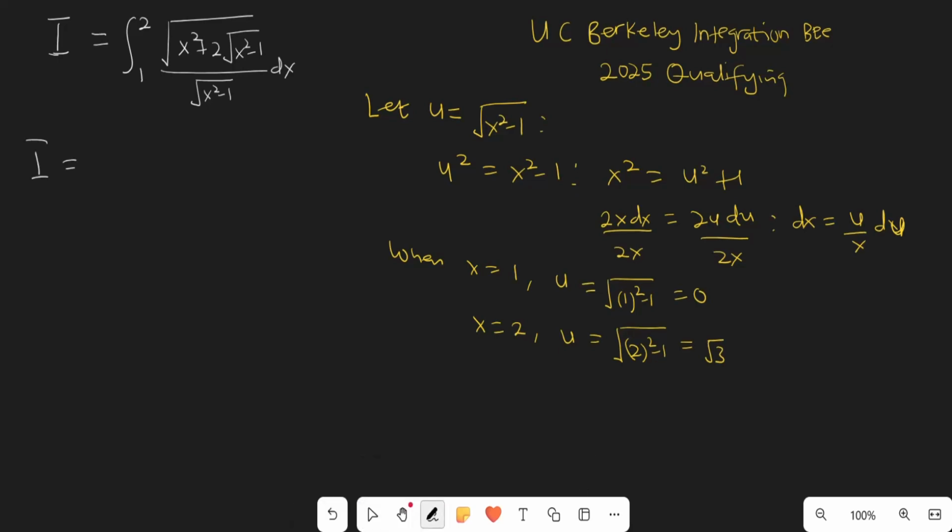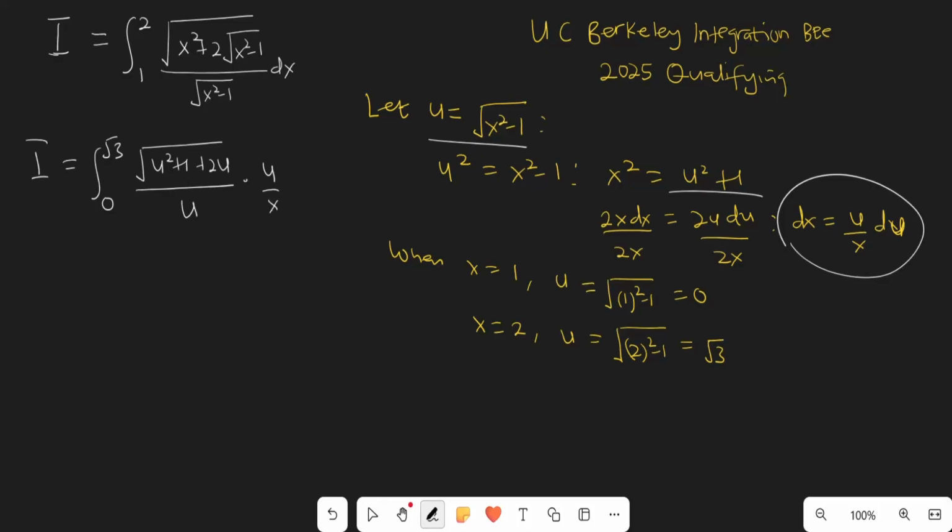So our integral is now the integral from 0 to the square root of 3 of the square root of x squared, what is x squared? x squared is u squared plus 1, plus 2 times the square root of x squared minus 1, which is u, divided by the square root of x squared minus 1, which is u, times dx. What is dx? dx is u over x du. So this u and this u cancel, and we have I equal to the integral from 0 to the square root of 3 of the square root of u squared plus 2u plus 1, all over x du.